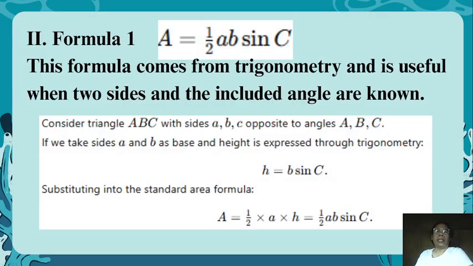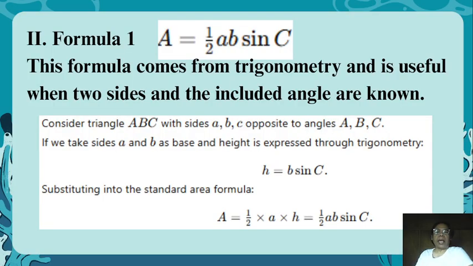Formula 1. A is equal to 1/2 ab sine C. This formula comes from trigonometry and is useful when two sides and the included angle are known. So consider triangle ABC with sides a, b, c opposite to angles A, B, C.